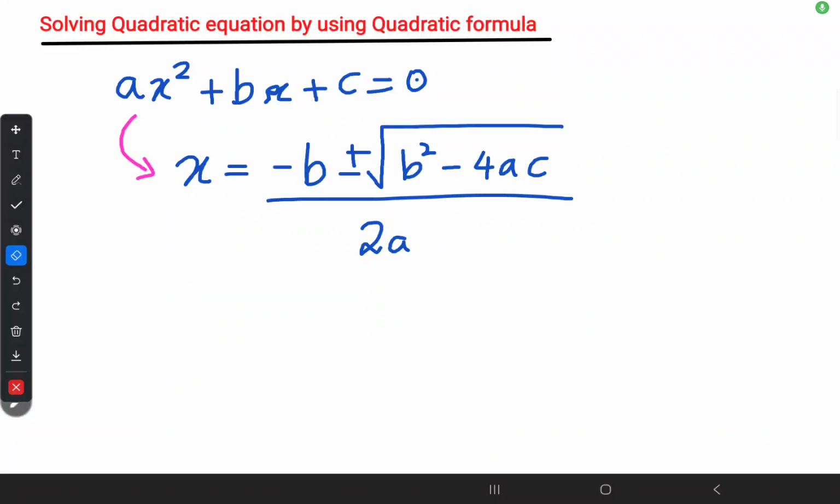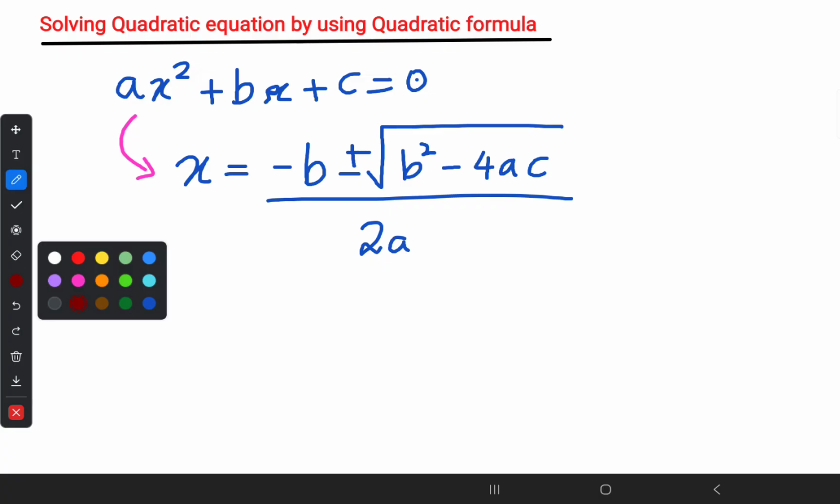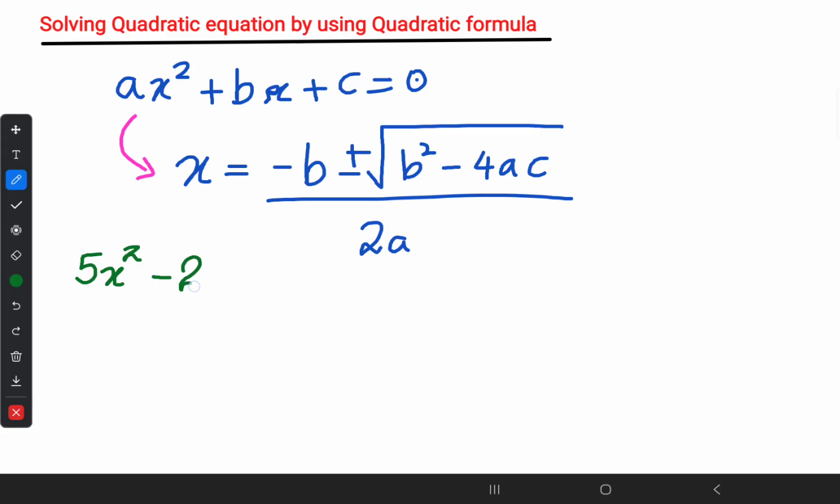The quadratic formula is given. Let's use an example like this. First of all, 5x² − 2x + 1 = 0. Look at here, the coefficient of x² is not equal to 1, so it is an acceptable method to use the quadratic formula to solve and get two feasible answers for x.